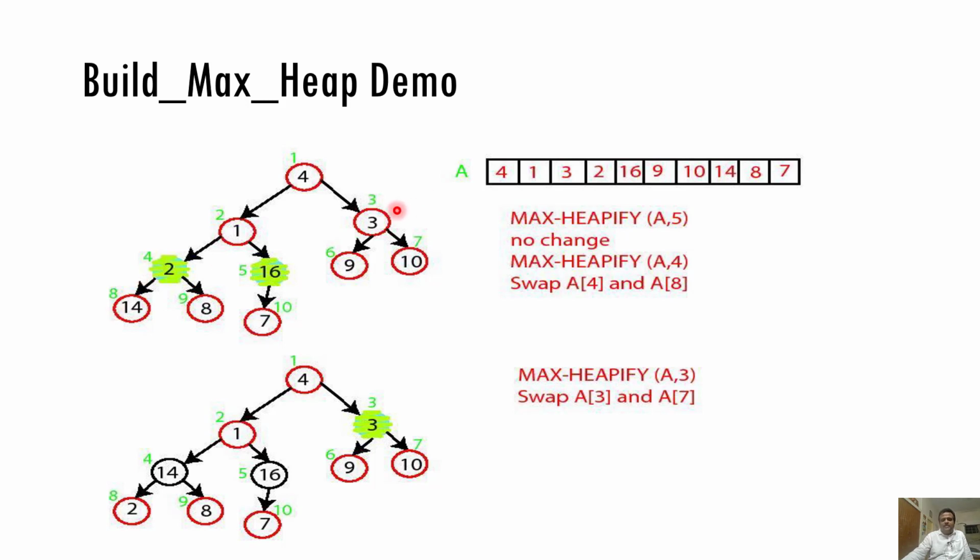Then we call maxipify here, this is not maxipified, so we exchange this and this. So, it will swap 3 and 10. So, A3 and A7 will be swapped. So, that is what we did over here. Now, again we call maxipify here. This way we need to come back.